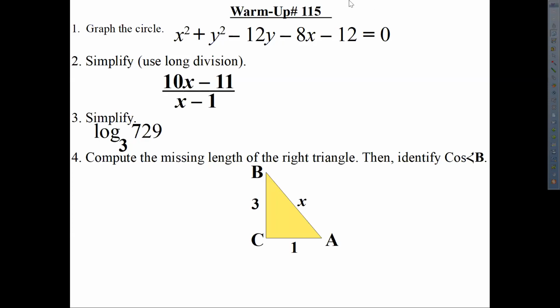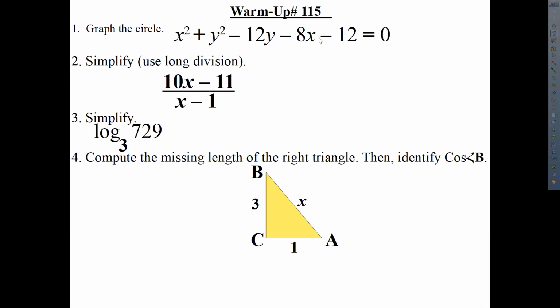All right, so warm up number 115 is on your screen, and it's the same practice we've been doing already for about a week. Number one, graph the circle. Number two, simplify using long division. Number three is simplify that log. Number four, compute the missing length of the right triangle and find at the end cosine of angle B.